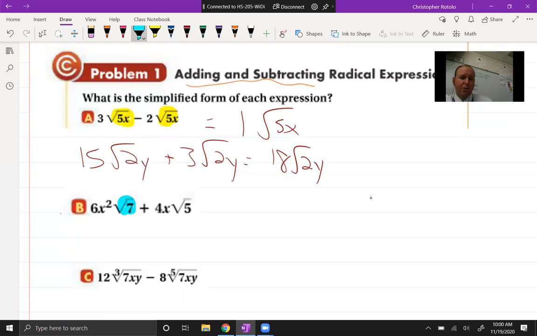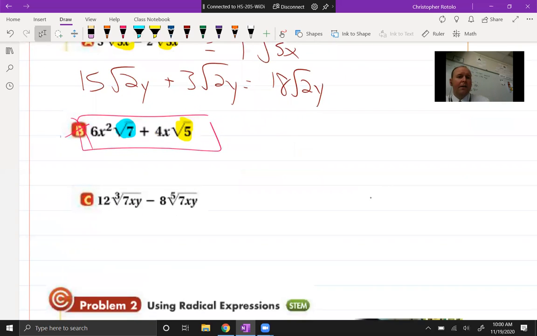So I got the square root of 7 and the square root of 5. All right, so there is nothing else I can do with this. This is simplified. So I would just draw a box around it and say, hey, that's my final answer. And when I look at 7xy, those look great, but I have different indexes. So guess what? This one's all done as well. There's nothing I can do to put these together any further.